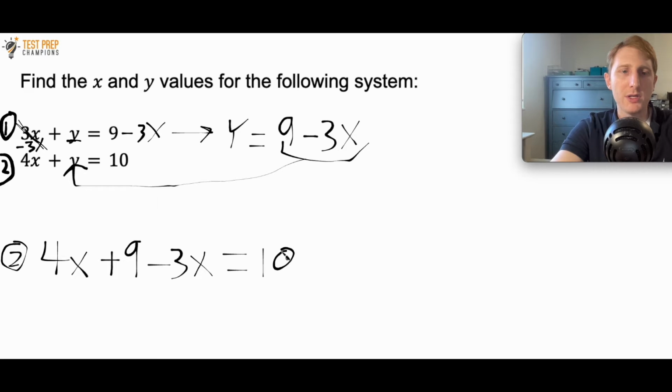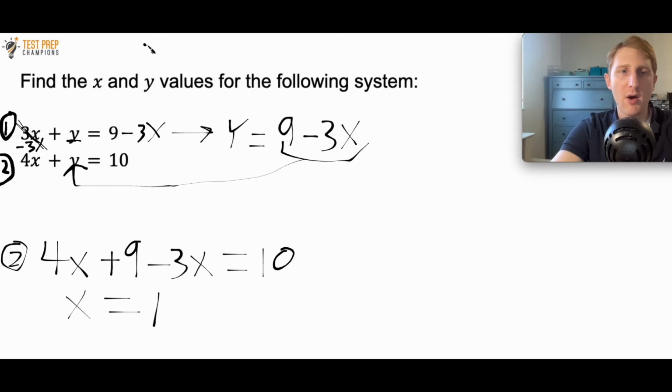And so now I want to solve this equation for x. What is 4x minus 3x? 4x minus 3x is just x, right? Because 4 minus 3 is 1, and I bring the x along for the ride, so I just get x. Now, since I have positive 9 here, I want to subtract 9 from both sides of the equation. What is 10 minus 9? 10 minus 9 is 1. So I get x equals 1.